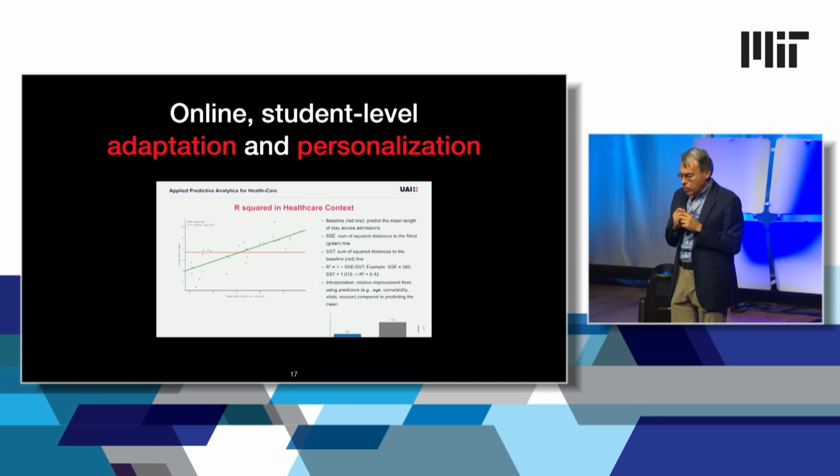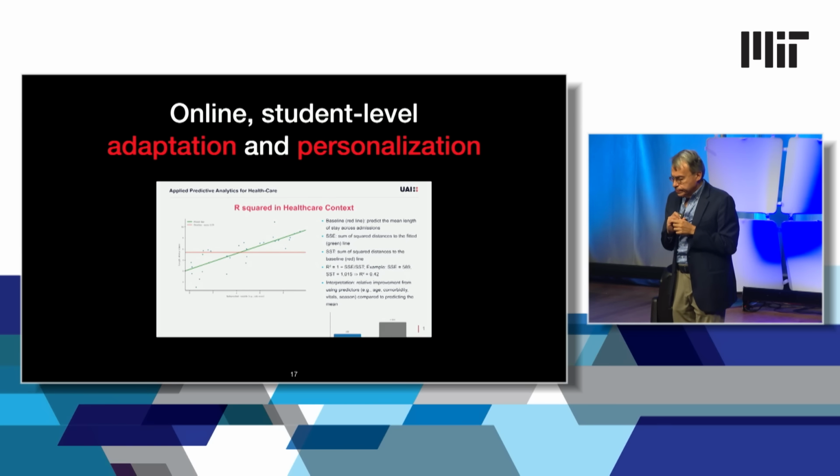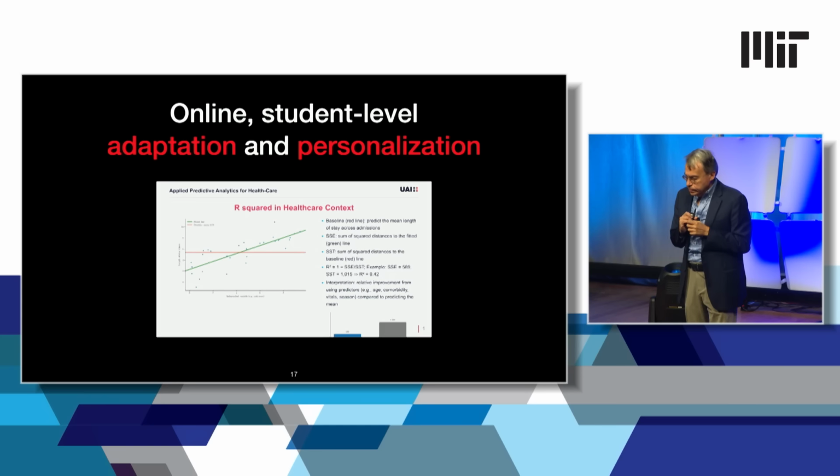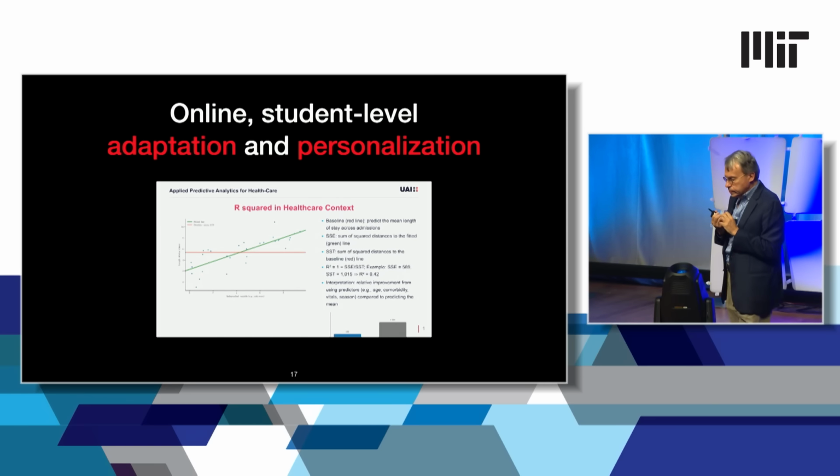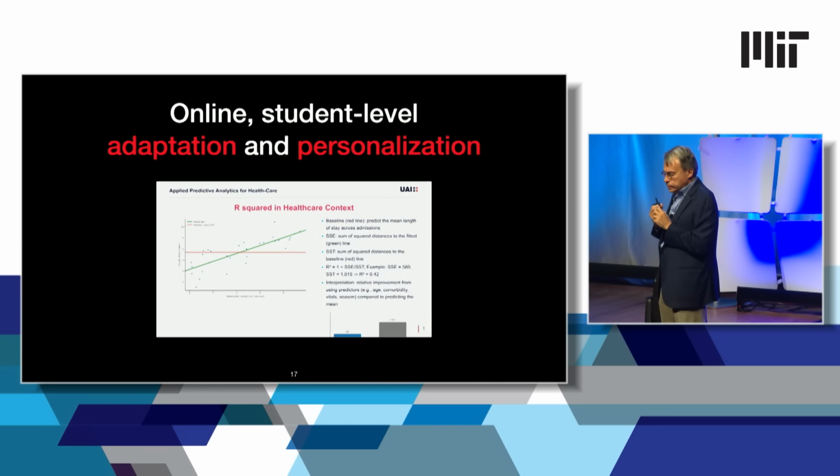The key performance measure in linear regression is called R-squared. R-squared is defined by calculating 2 quantities. First, the sum of squared errors, SSE, which is the sum of squared distances of the points to the green line.